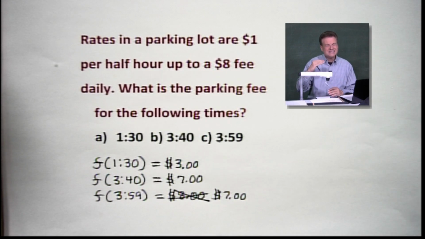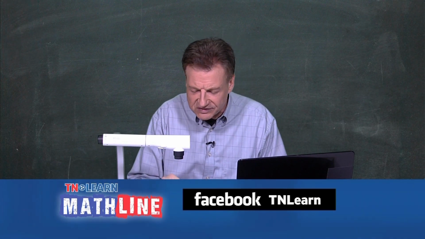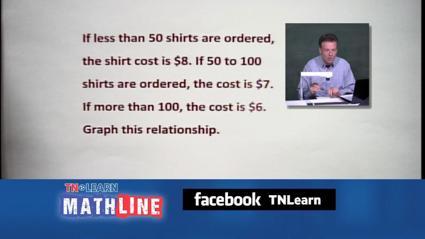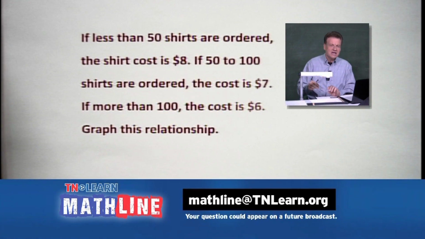So it's like what we call a step function there. All right, so it goes flat, then it goes up, up, and up. So it's called a little step function. As you move along, you pay the same value for different spans. All right. Now, let's look at one more type of situation that might be in there. See how we do here. It says if less than 50 shirts are ordered, the shirt cost is $8. If 50 to 100 shirts are ordered, the cost is $7.